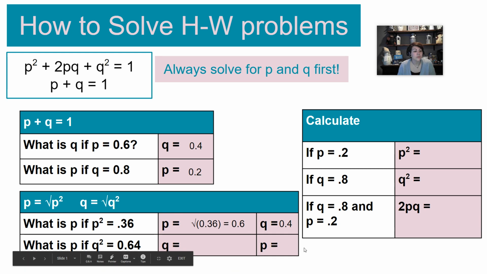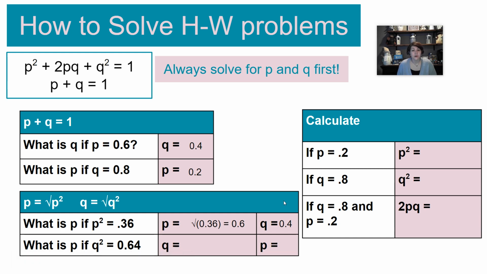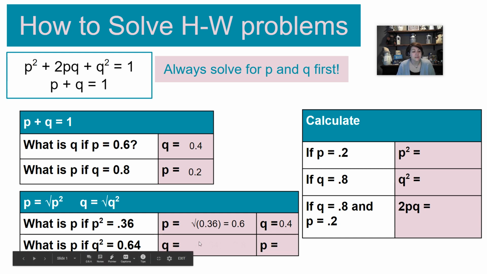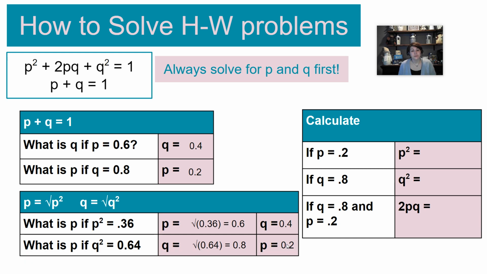All right, the next one says, what is P if Q squared is 0.64? And I will tell you, 80% of the time, you're going to be given a Q squared value. So the first thing you want to do is find Q. Q is the square root of Q squared, so the square root of 0.64, and that's going to give you 0.8. Now that you know Q, you can find P. P is 0.2.